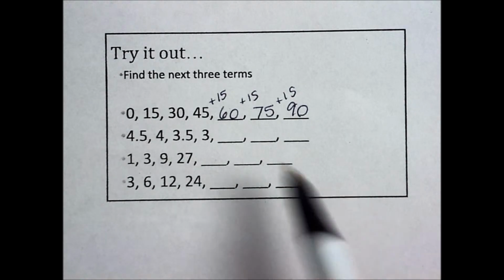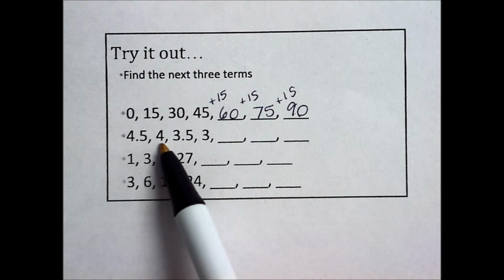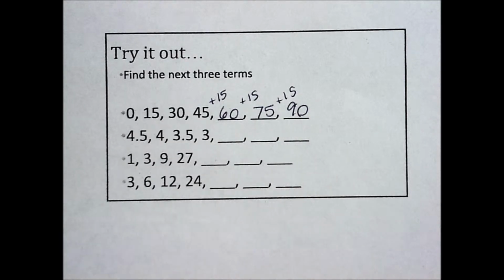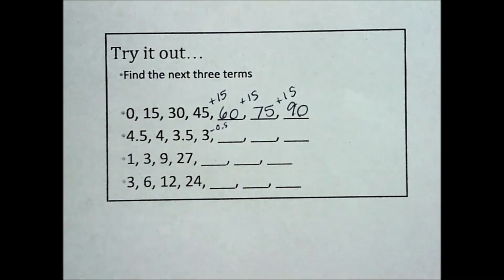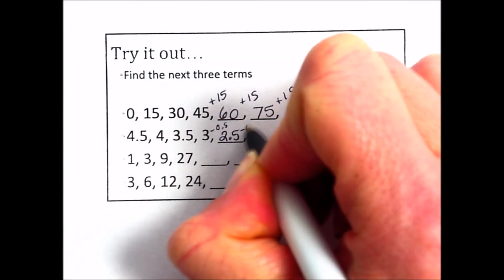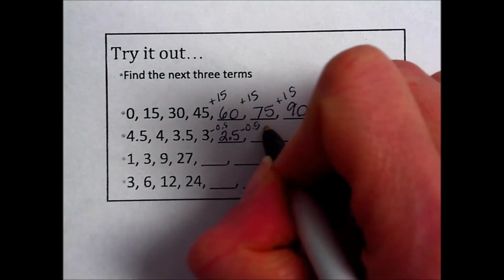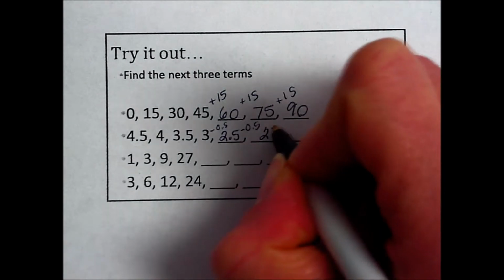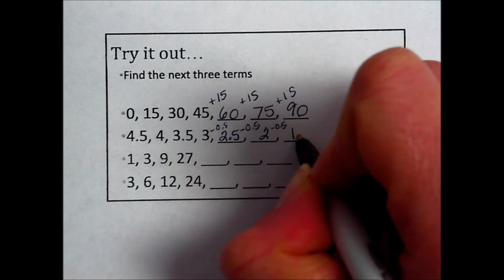For the next one, start with 4.5 and it goes down to 4, then it goes down to 3.5, then down to 3. It looks like we're subtracting a half or 0.5, or we'll call that 5/10 each time. So we'll start with 3 minus 0.5 and we get 2.5. 2.5 minus 0.5 is just 2. And then 2 minus 0.5 is 1.5.